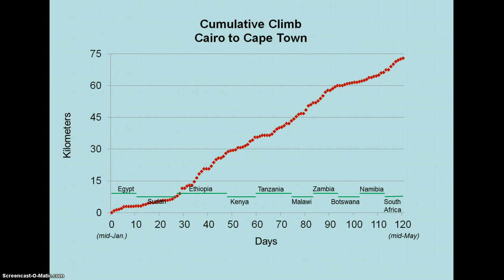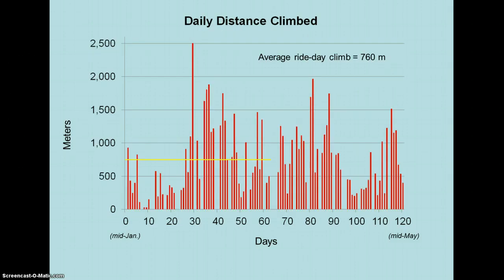If we look again at the cumulative climb, this is taking the elevation that we gained each day, not subtracting out how much we went downhill, but this would be the elevation each day. And we can see that in countries like Ethiopia in particular, maybe Malawi also, we had on average a little bit more climbs in those countries because, you know what, those were mountainous countries.